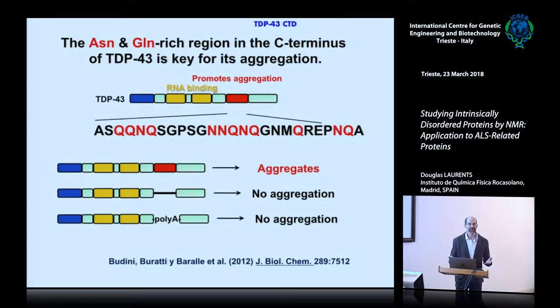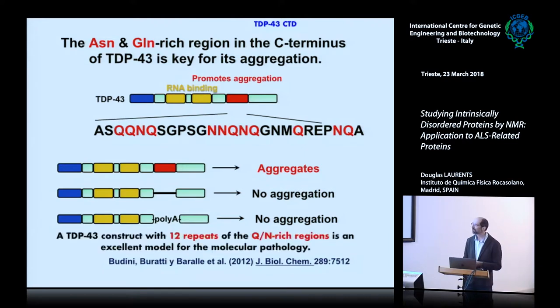Results obtained here in Trieste pointed to the glutamine-asparagine-rich region. Work published here showed that whereas the complete C-terminal region aggregates, if you remove the asparagine-glutamine-rich region, there won't be any aggregation. Or if you replace that with a polyalanine segment, it also won't aggregate. And actually, if you make a construct with 12 repetitions of this glutamine-asparagine-rich region, that becomes a very good model for the molecular pathology. It readily aggregates, and it can even sequester endogenous TDP-43 into the aggregates.